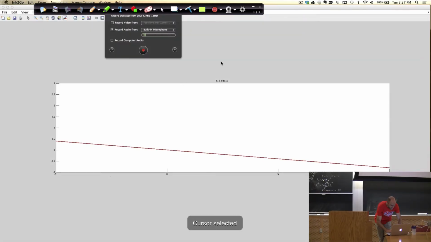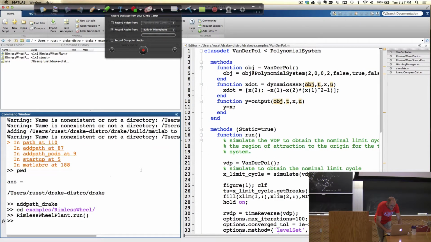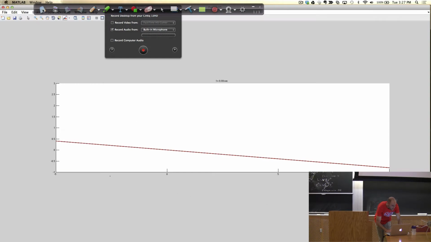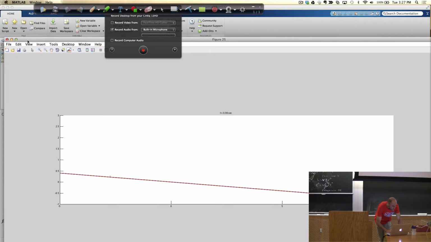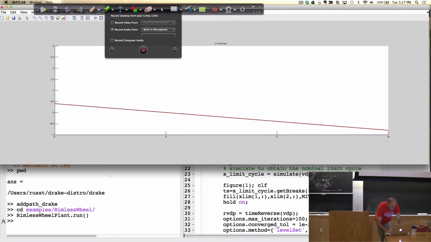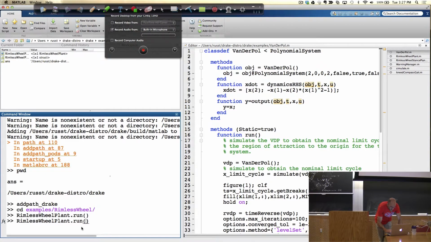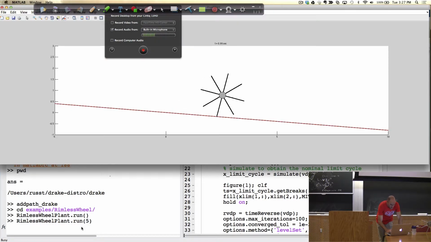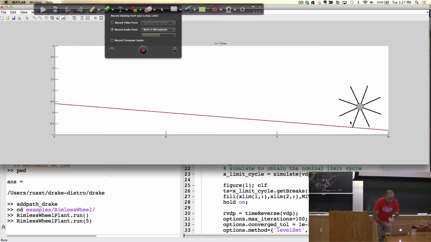All right, here's my standard initial velocity. It started off fast, and it slows down into what looks like, and we're going to see, a stable periodic motion. That's awesome. That's beautiful.